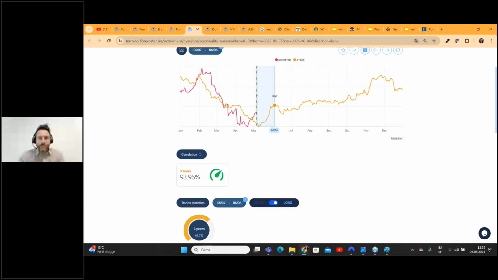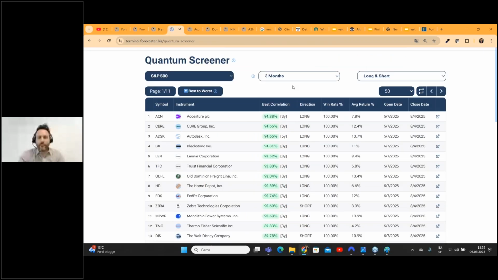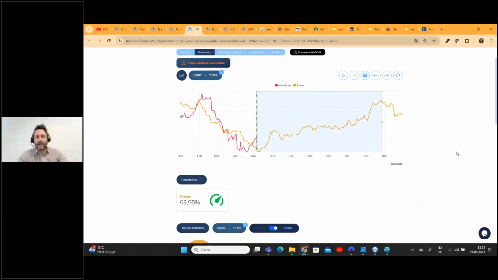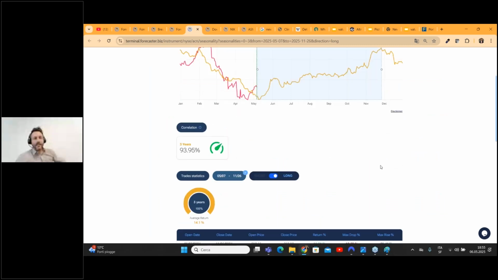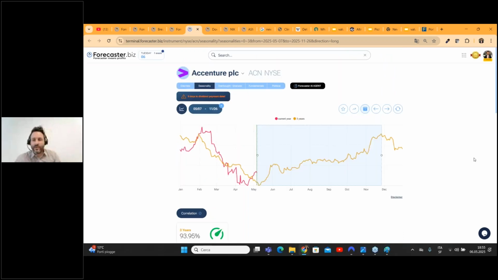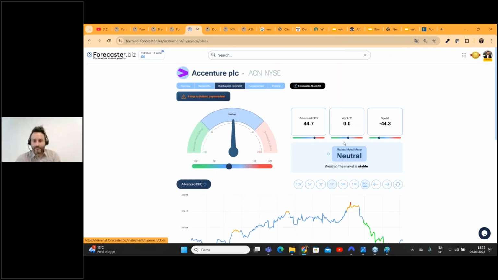3 months, because here you can choose 1 month, 3 months, or 6 months. Okay, but in this case we are on 3 months, and then of course you can play, you can say, but why do I have to close this trade in August if I can go on until November? And of course you can have all the statistics, and if you would like to see when it is overbought and oversold, you can definitely see.